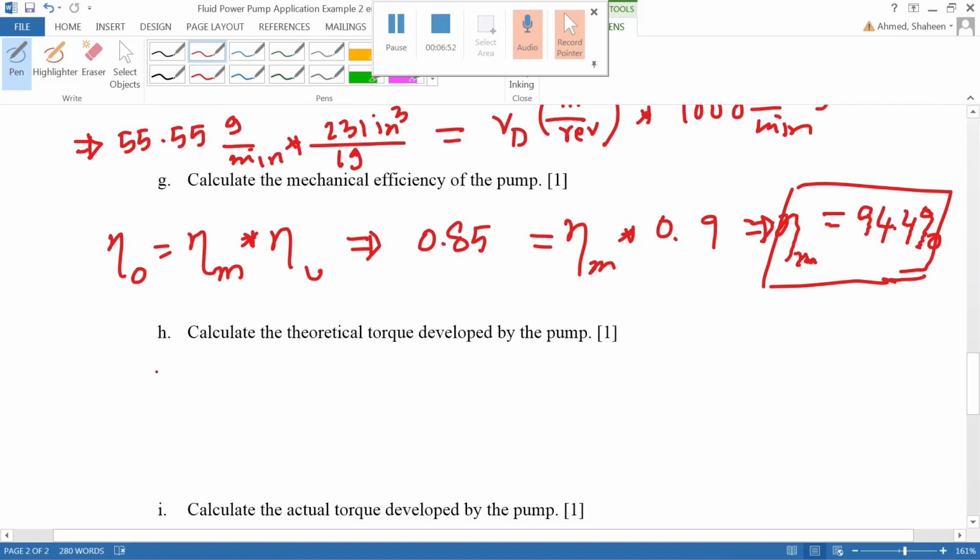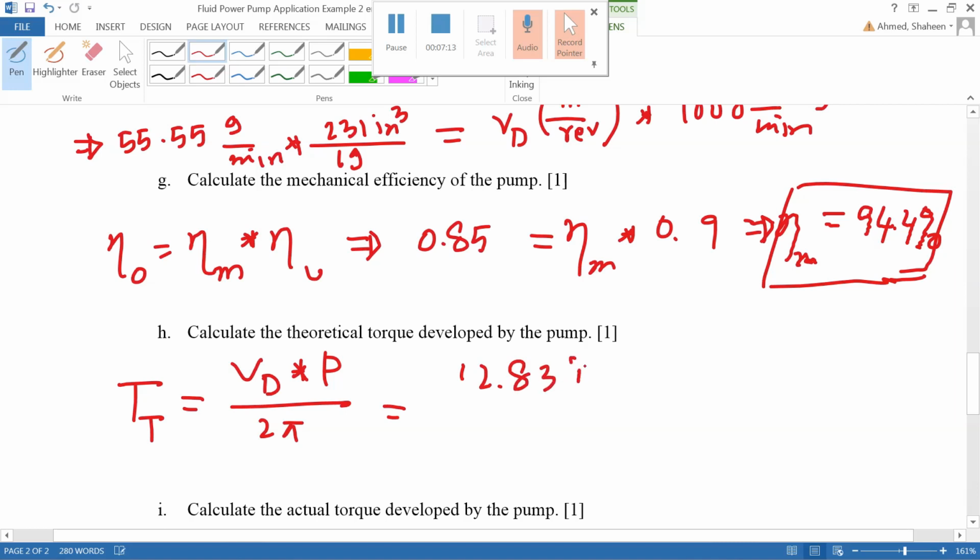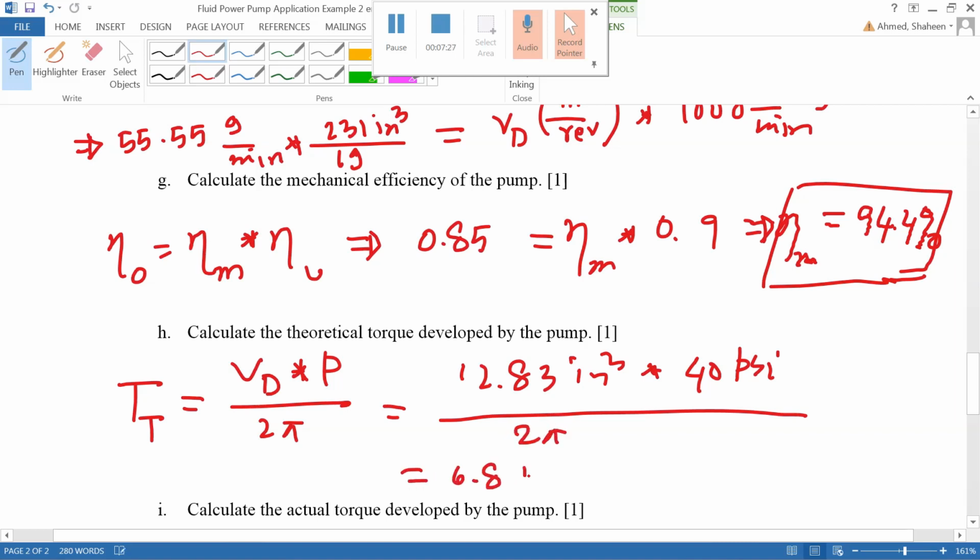Theoretical torque developed by the pump. We can use this equation. We can actually calculate this in a couple of ways. One of these is VD times pressure divided by 2 pi. We just calculated VD, which is 12.83 inch cube, times pressure of 40 psi, divided by 2 pi, which is equal to 6.8 pound-feet of torque.